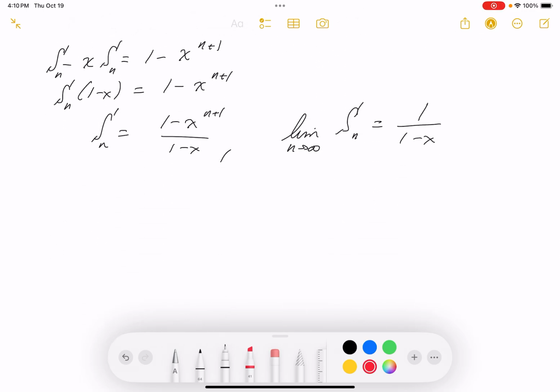Now, what's the condition? The condition is that this thing shrinks to 0. And the only thing that shrinks to 0 is if x is a proper fraction. So let's write that condition out again. That's the absolute value of x less than 1.